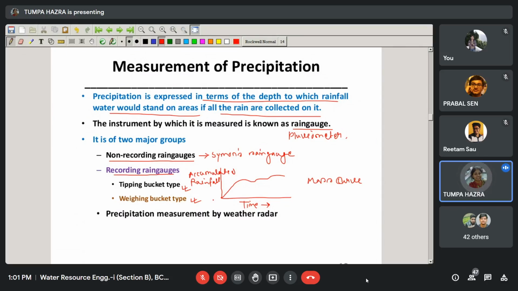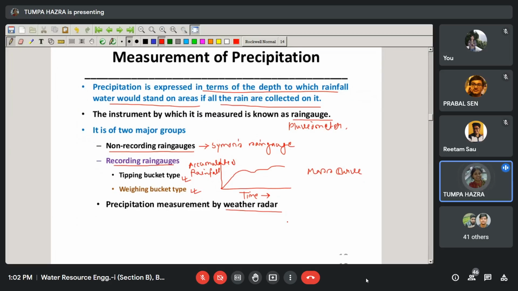Now presently weather radar is used for measurement of precipitation, and you know that presently the weather forecasting as well as measurement of precipitation is very accurate because of this weather radar.